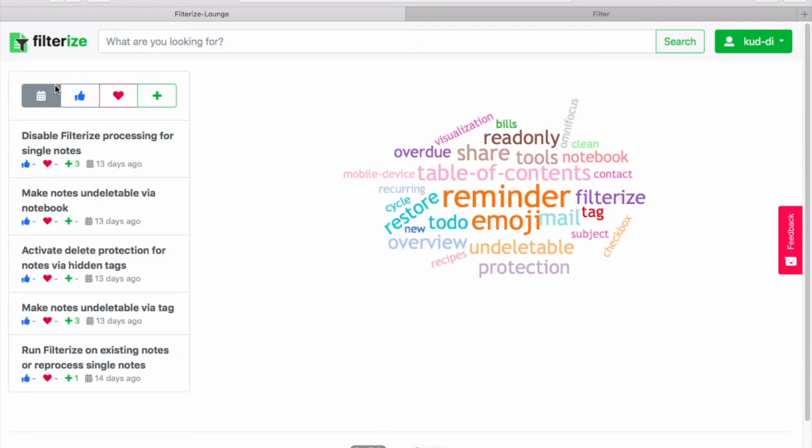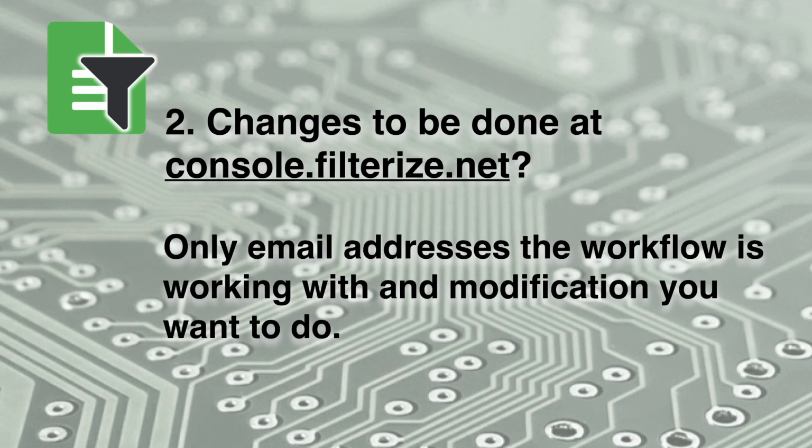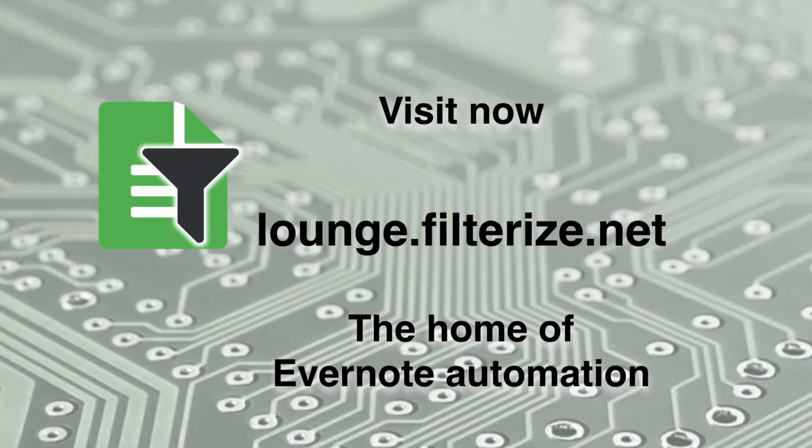What was mainly important this time? At first, you personalize your new automation completely at our launch so you can use it immediately after the import. Second, there is one exception. Email addresses inside a workflow have to be changed at the console. And as third, you find all your imported workflows at your Filterize console. So visit launch.filterize.net now to find and import new automations to level up your Evernote.